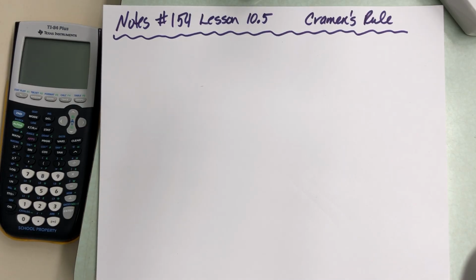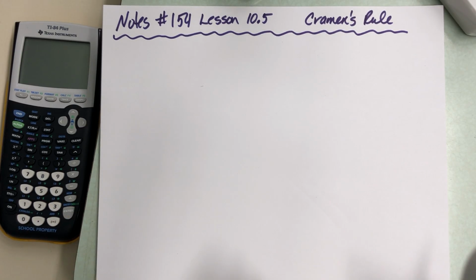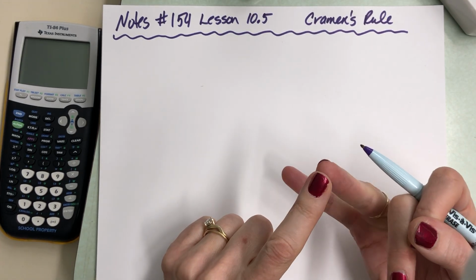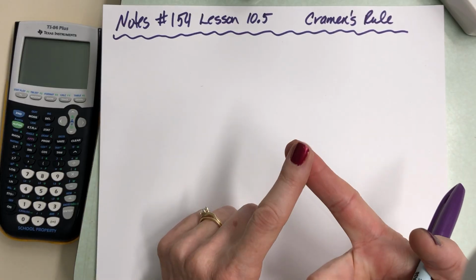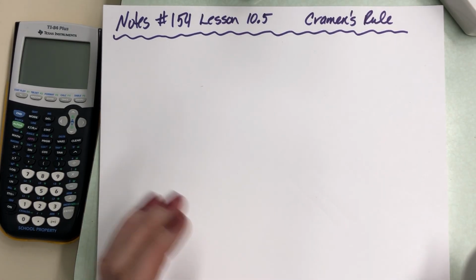This is Cramer's rule. You're going to love this today. This is a great way. I've shown you a lot of ways to solve systems of equations. We've used addition, substitution, elimination, and the inverse rule, and now today we're going to show you Cramer's rule. This is fabulous.